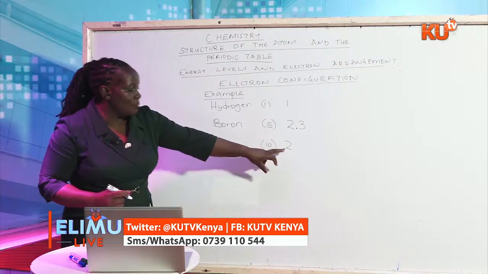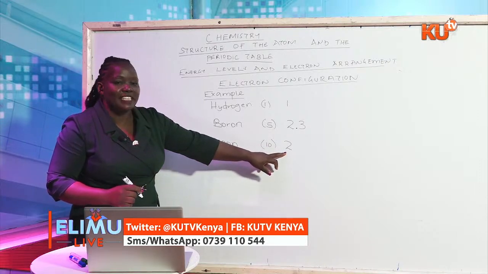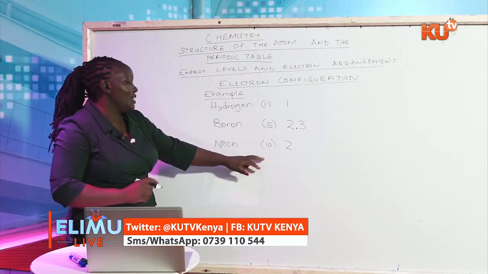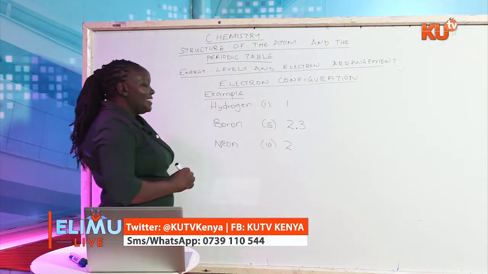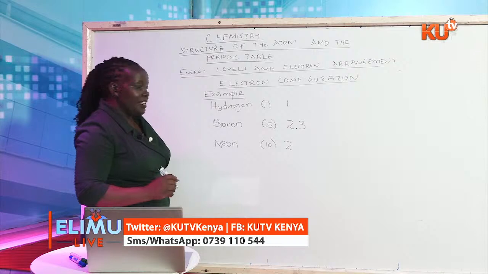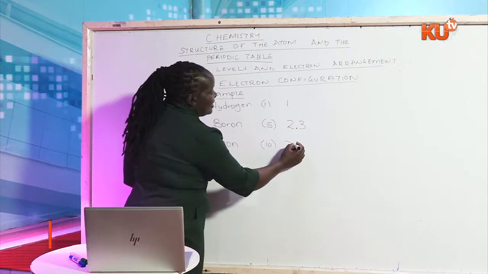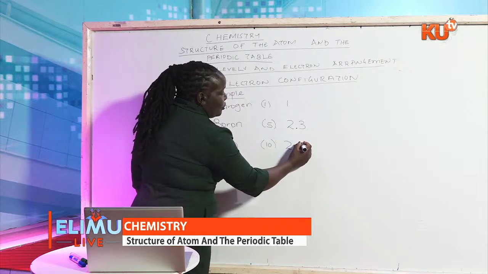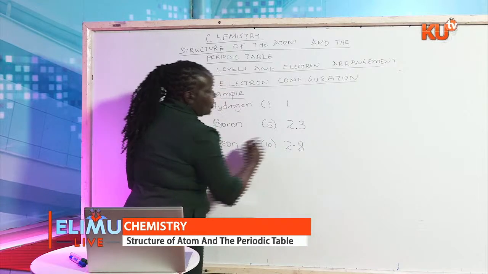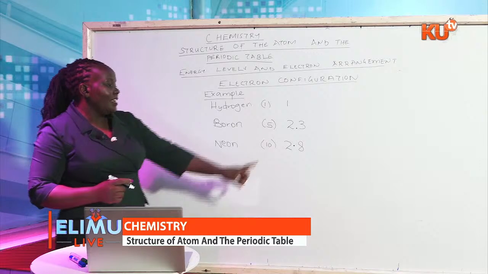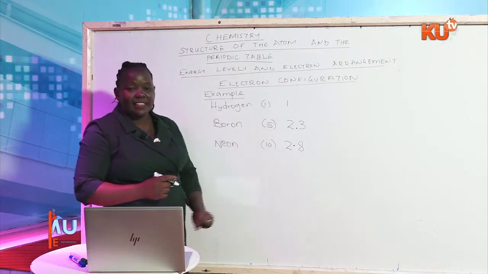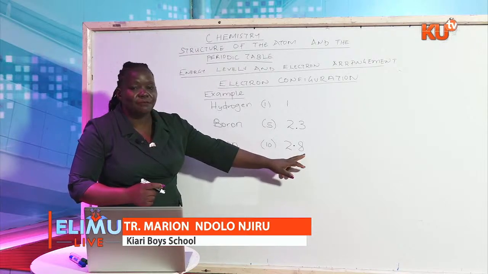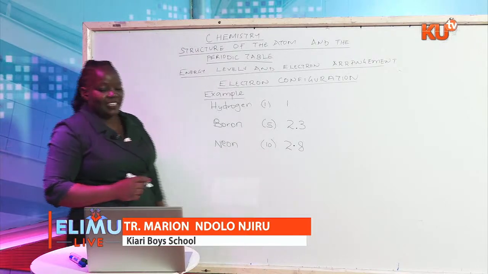So 10, when you subtract the 2 that has been accommodated in the first energy level, we are left with 8, correct? The 8 electrons will move to the next energy level, which is energy level number 2. So the electron configuration of neon is 2, 8. Look at that. For neon, the second energy level is completely filled up with electrons.